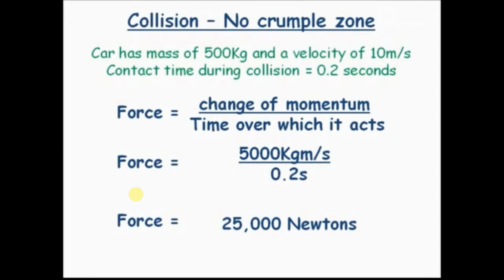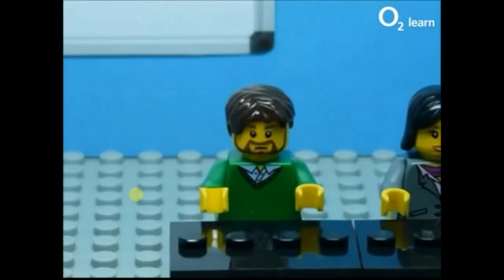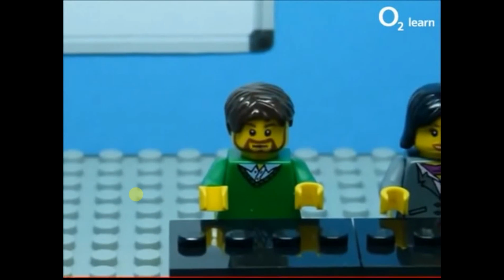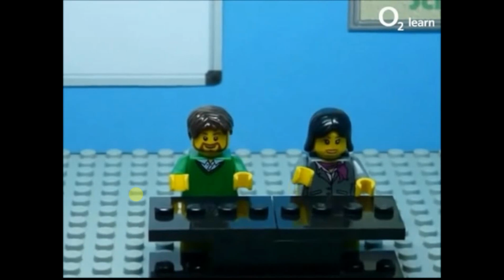So if we put these numbers into the formula, this time we get a force that's much greater of 25,000 newtons, which is why poor old Ollie ended up being thrown out of his seat. You'll be pleased to know that Ollie has made a full recovery and will be ready to do some more experiments for us next week. That's all for this edition, so it's goodbye from me. And goodbye from me.